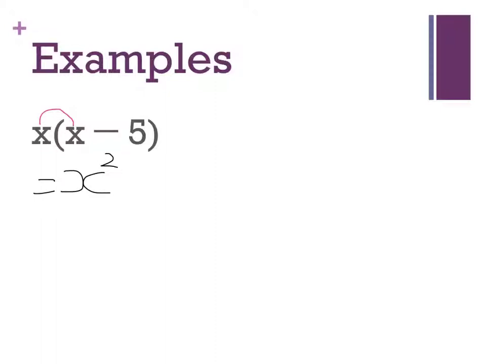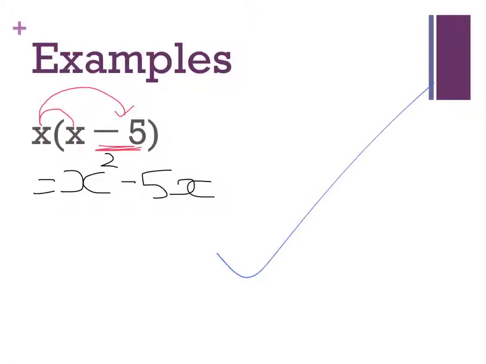Then the next thing we multiply, positive x multiplied by negative 5. There is a negative in there, guys. Positive x multiplied by negative 5 becomes negative 5x. x squared subtract 5x is my answer. That's it. That's all I have to do.